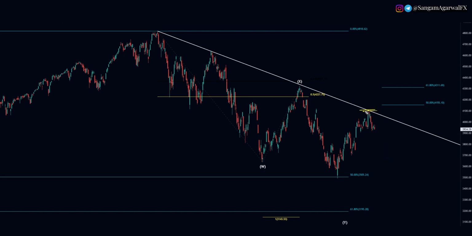So this is your last high. This trend line is your dynamic resistance. Below this level, trade with bearish bias. And this is your resistance, and support will be 61% retracement level.